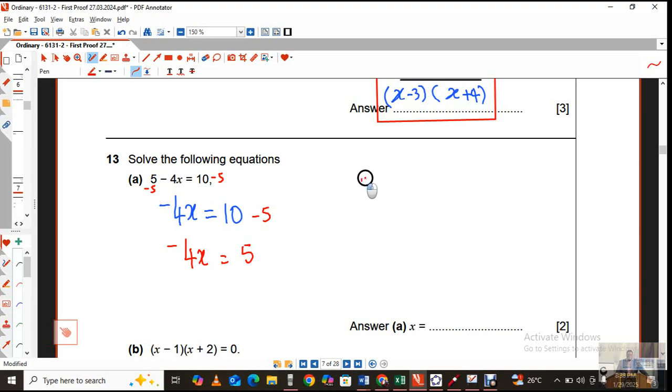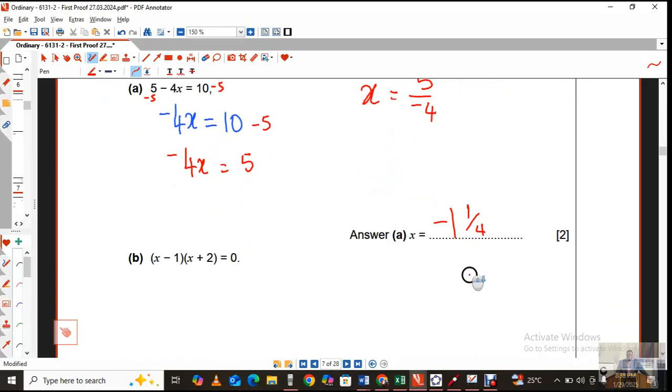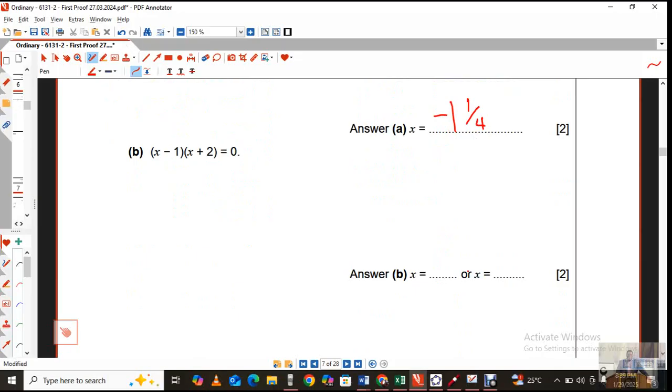Then my x is going to be that 5 divided by negative 4. Now this is already your answer, okay? Or you can say negative 1 and a quarter, because 4 goes into 5 one time, and 1 is remaining, and then you have your answer like that. Any equivalent answer to that, 1 mark. Correct. This one, straightforward again.